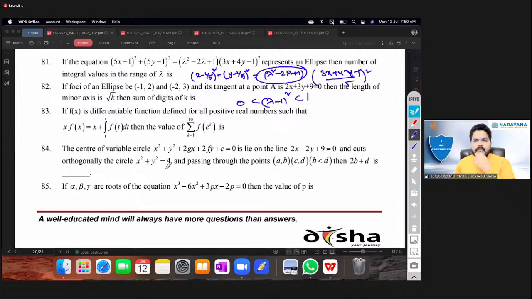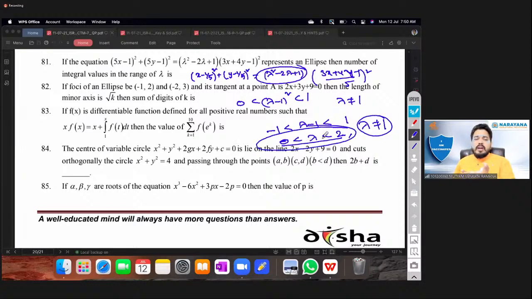Sir, 0 and 2, no, sir? Why 2? Here lambda minus 1 is this one. So here lambda is equal to what will happen? Lambda is not equal to 1. Lambda minus 1 is less than plus 1. So 0 is less than lambda less than 2. But lambda is not equal to 1. Equal to 1. I got same, sir. So what is the value? How many integral values are there between 0 and 2? Is it including?